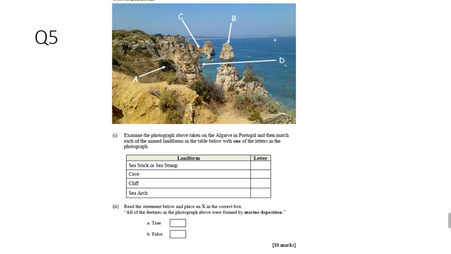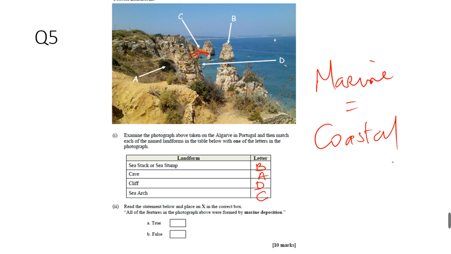Okay, another matching exercise. So the sea stack or sea stump is B. The cave is A. The sea cliff is D. And the arch is C. All of these are formed by marine deposition. Marine is just another word for coastal, and that is false because they're all formed by erosion.